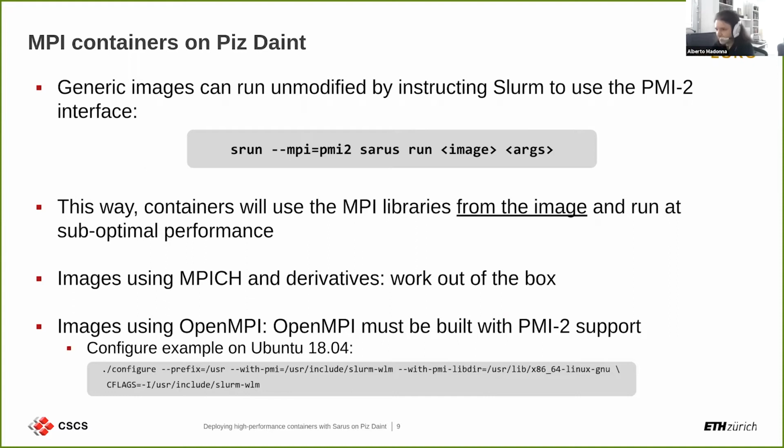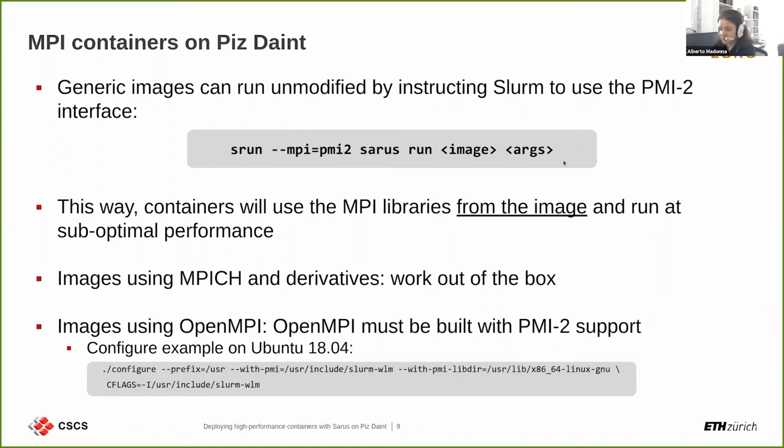However, Slurm on Piz Daint also supports the PMI2 interface, which is a much more widely adopted standard. So we can run generic images as they are by telling Slurm to use this PMI2 interface. So not using the Cray PMI default, but using a different process management interface. And we can do so with this --mpi=pmi2 option to srun.